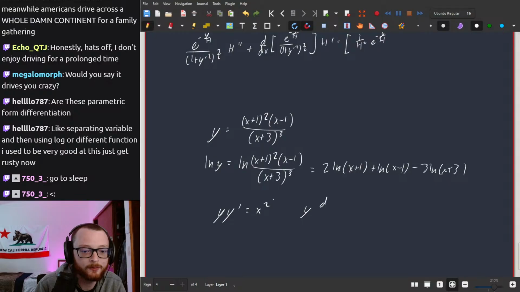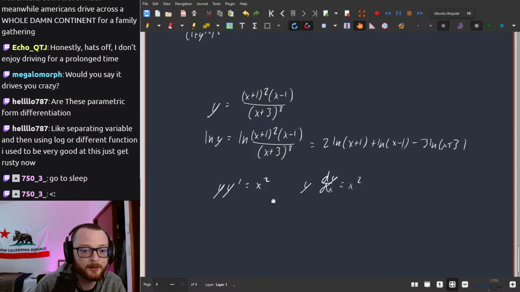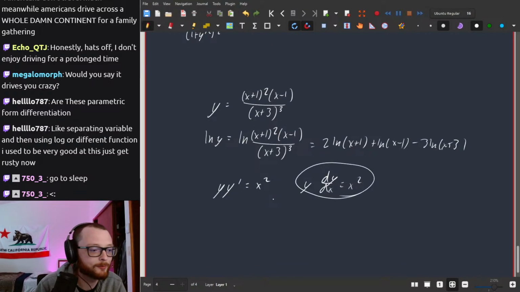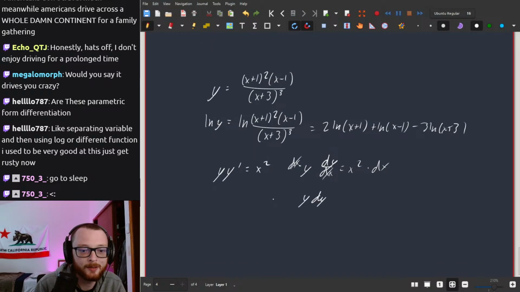Or sometimes we write it like dy by dx for this specifically. Depending on how much you care about being theoretically correct in math, some people multiply each side by dx. It's not correct to do this, but it gives you the right answer. And so you get something like y dy is equal to x squared dx, and then you can integrate each side.